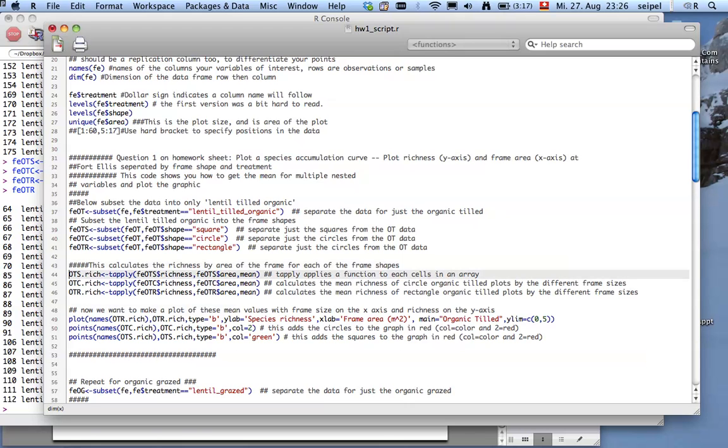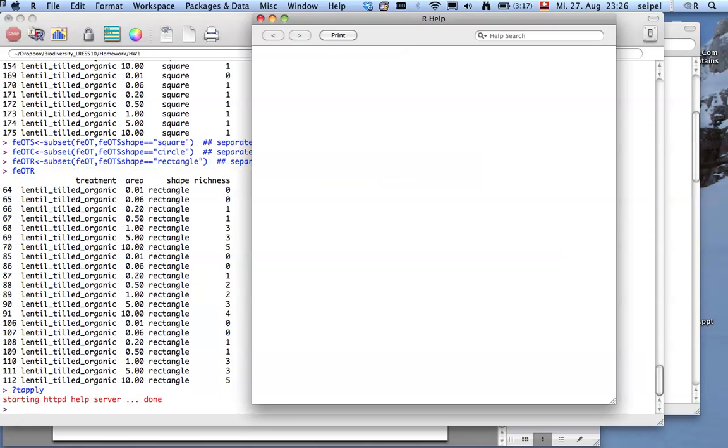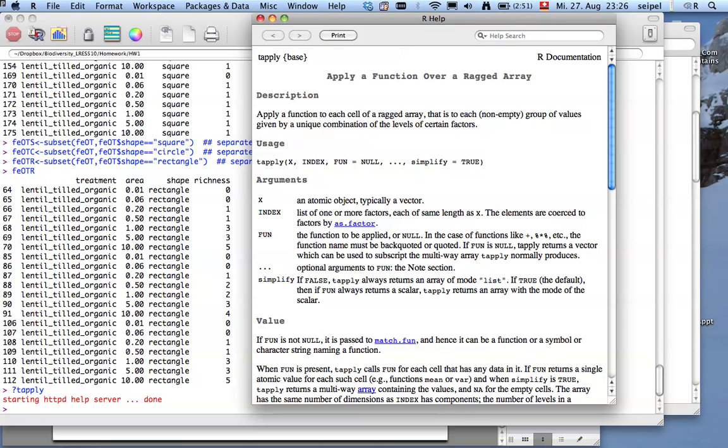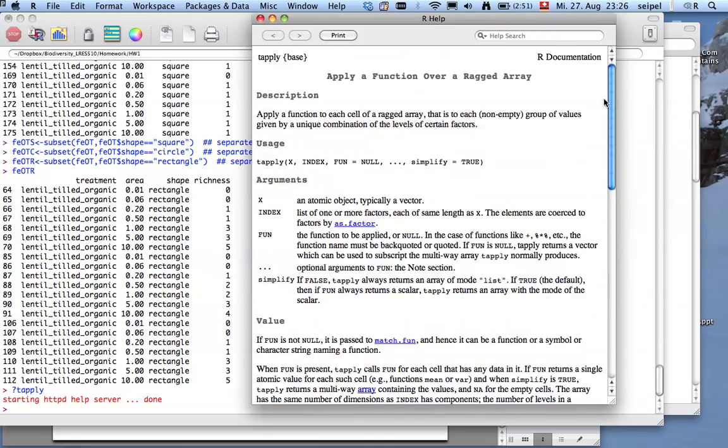A simple way to do that is to use this command here called tapply, which stands for table apply. And remember, if you want to see the help, just press question mark and type the command. There we can see all the different ways you can use table apply, and which are extensive. And this is the R help. There's always examples at the bottom, which are often quite helpful.